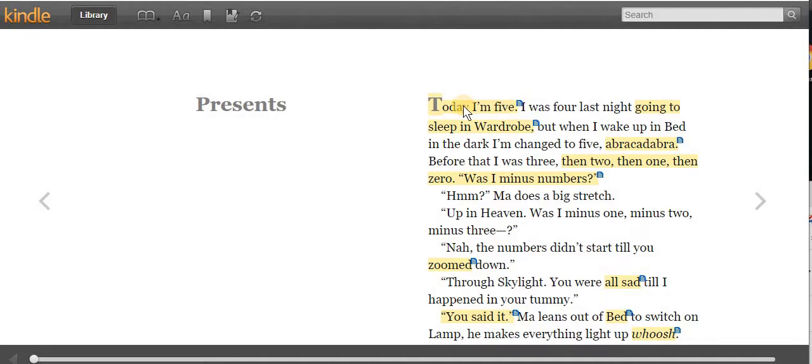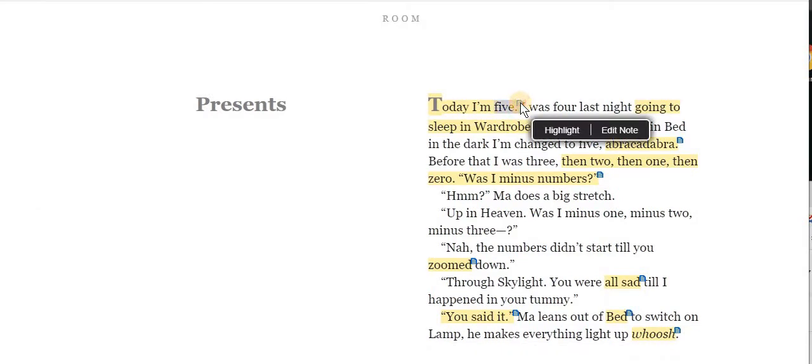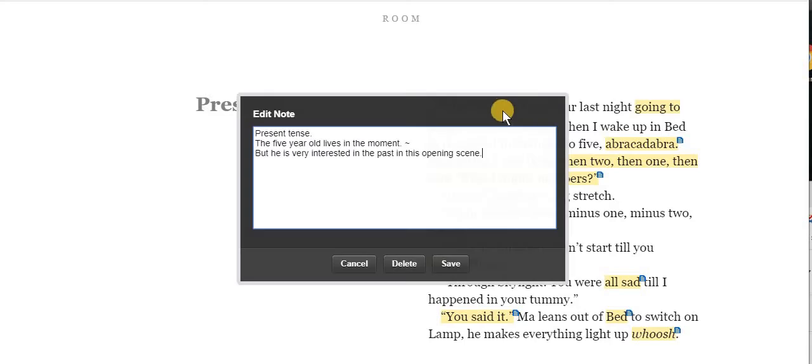So let's start with the very opening sentence of the book. Today I'm 5. Obviously, that's in present tense, and the whole book's written in a present tense narration. The basic thing to say always about a present tense narration is that it has the effect of immediacy. It makes the experience of the book very immediate. And what that means is it brings you as a reader close to it. We feel that we are there in the present moment with the narrator. So it brings you close to the action, really.